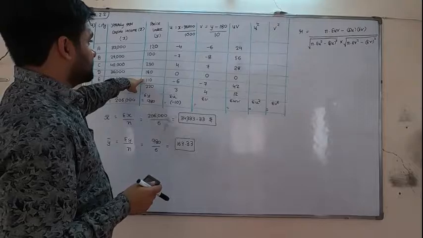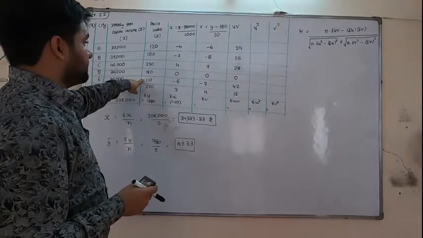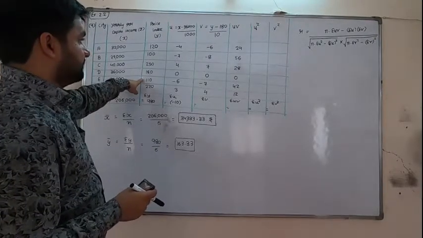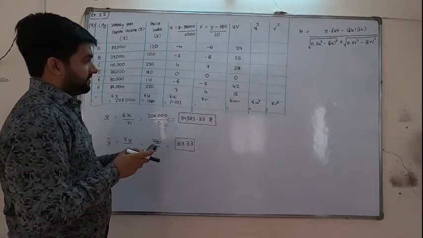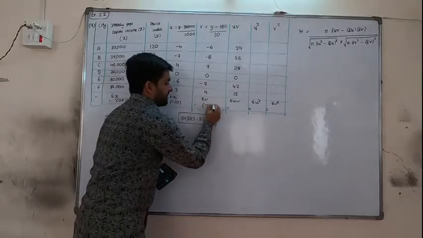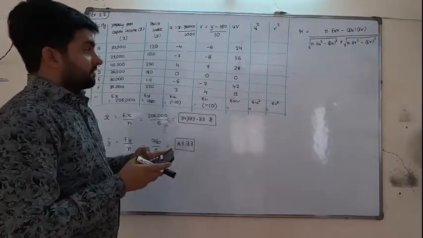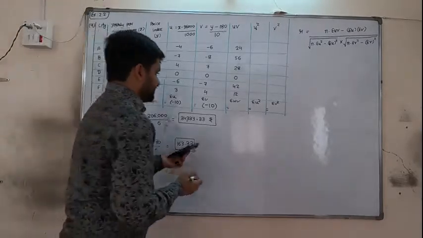12 minus 18... 25 minus 18 is 7, 110 minus 7, 4. Minus 6, minus 8, plus 7, minus 7, plus 4. Here also it is minus 10, it is my mistake, okay? And here it will be plus 24, 56, 28, 42 and 12, which is 162.